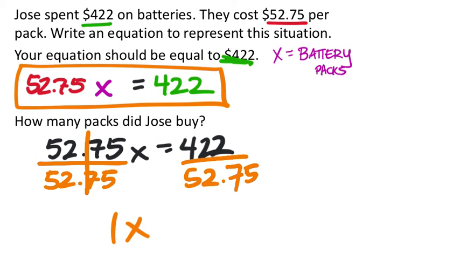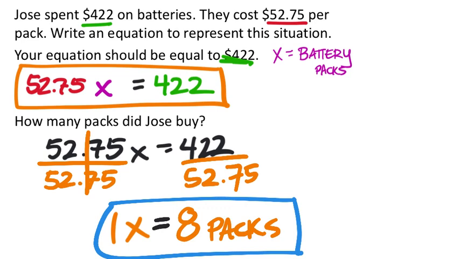Okay, and let's see what this gives us. In the calculator, 422 divided by 52.75, enter. And this tells me how many packs Jose purchased on this one? 8 packs. That's what the calculator says anyways. And again, since it's a word problem, I would label this as 8 packs. And then instead of 1x, I'll just make the 1 a phantom 1. Boom.